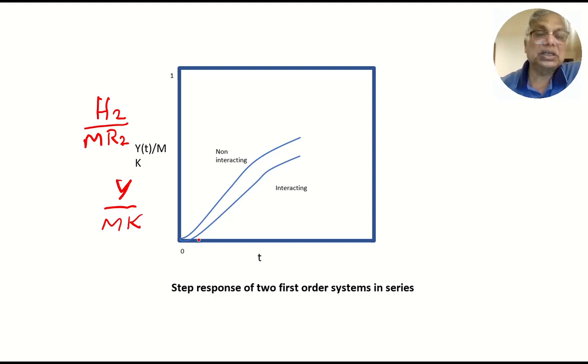And also there is a transfer lag, which we have discussed in the last part. So the transfer lag exists both for non-interacting as well as interacting systems. That is, the response does not begin immediately at t equal to 0, because the slope of the equation at t equal to 0, or the origin, will be 0 here.